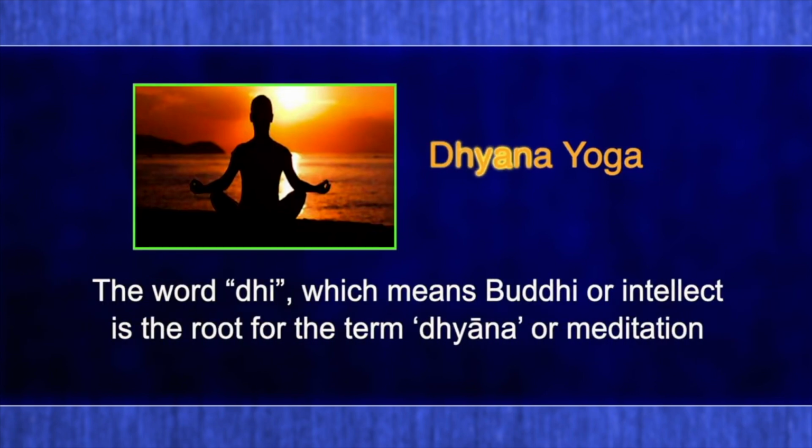The word dhya, which means buddhi or intellect, is the root for the term dhyana or meditation. Dhya is the higher and interior portion of the mind, manas, which enables us to perceive the eternal truth. This cultivation of buddhi, the main faculty of discrimination, is the main characteristic of yoga in Vedanta and Buddhism.